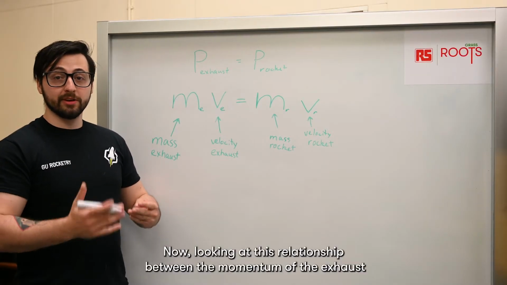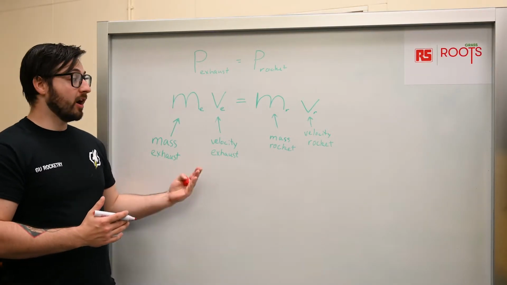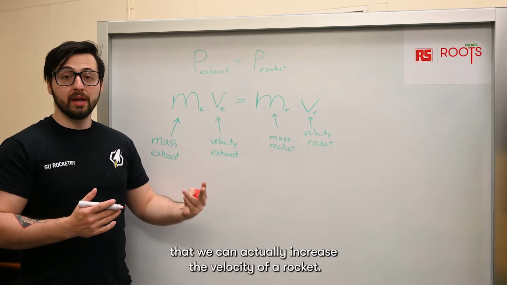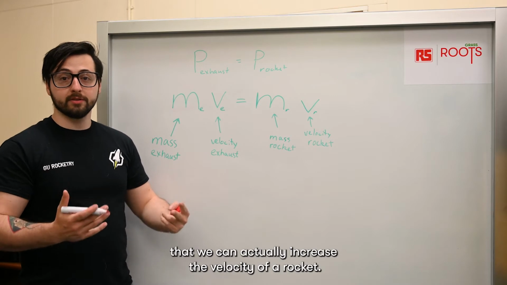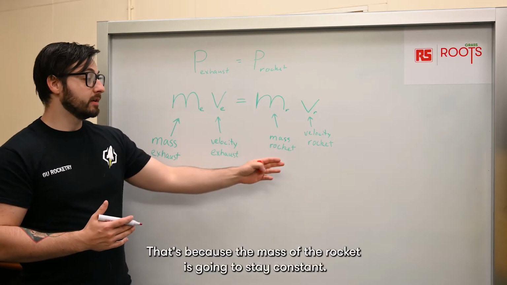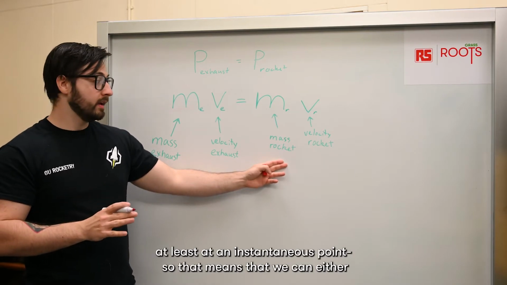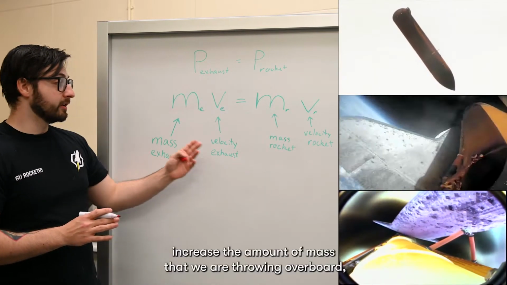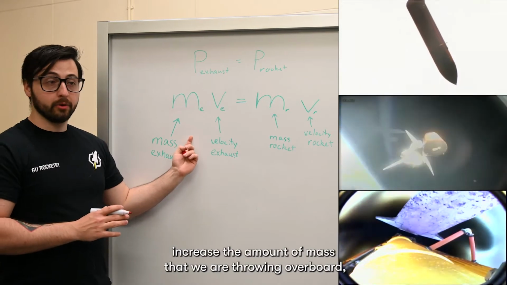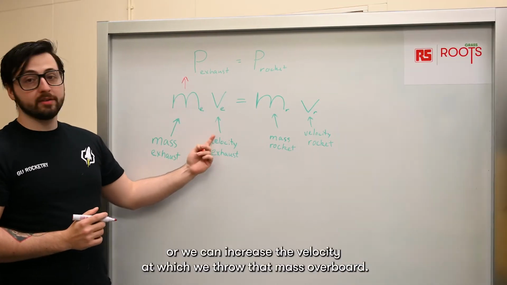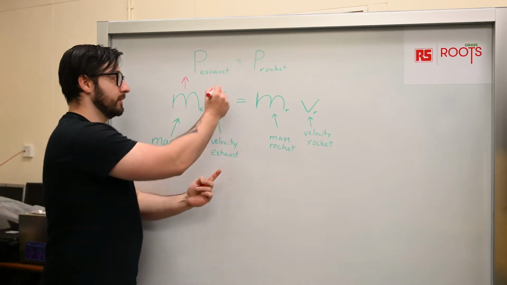Now, looking at this relationship between the momentum of the exhaust and the momentum of the rocket, we can deduce that there are two ways that we can actually increase the velocity of a rocket. And that's because the mass of the rocket is going to stay constant, at least at an instantaneous point. So that means that we can either increase the amount of mass that we are throwing overboard, or we can increase the velocity at which we throw that mass overboard.